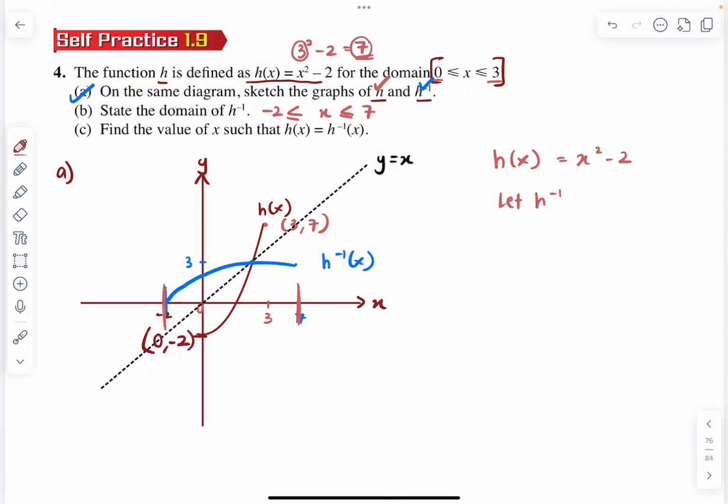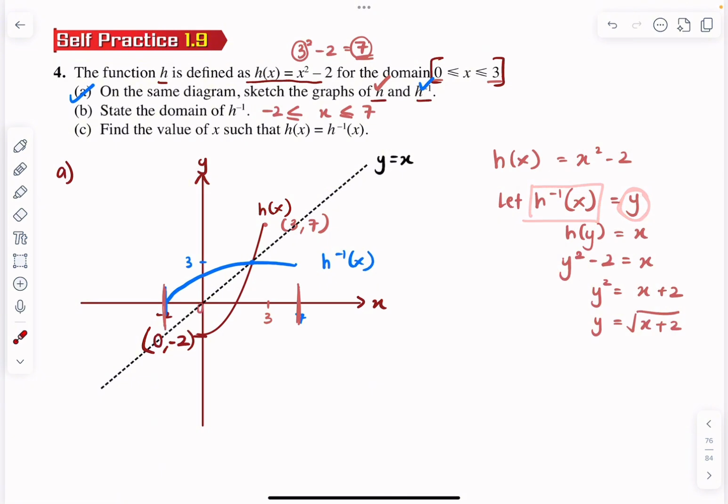So the first step of finding inverse is let h inverse equal y. Then h inverse we bring there will become h(y) equals x. So if we know h(x) is x squared minus 2, h(y) will be y squared minus 2. So we make y the subject, it will be x plus 2, so y will be the square root of x plus 2. Why do we need to make y the subject? Because y represents h inverse x. So we can say h inverse x is the square root of x plus 2.